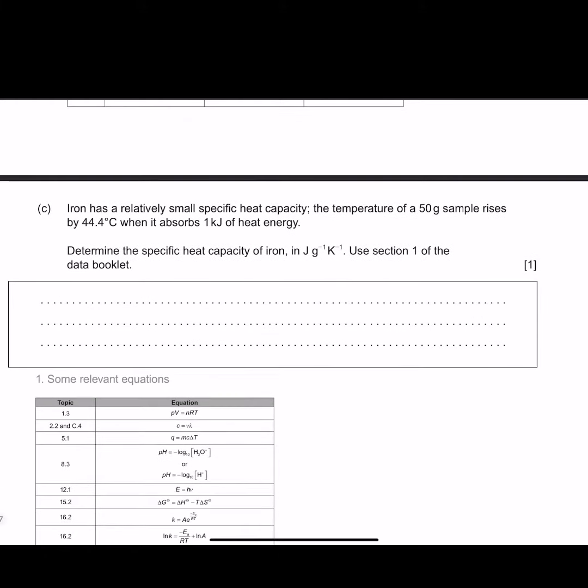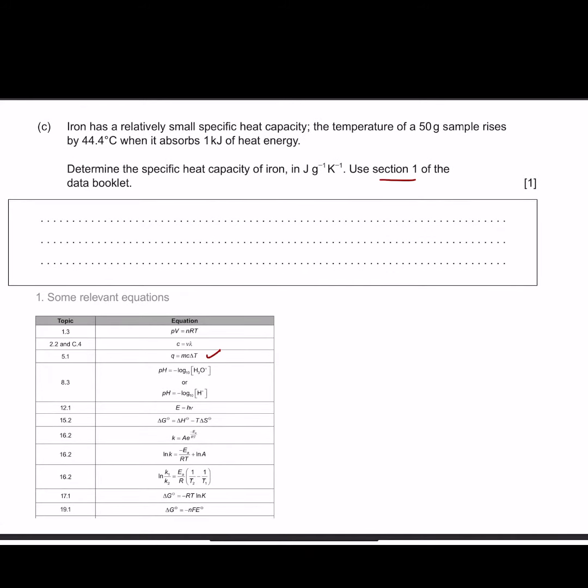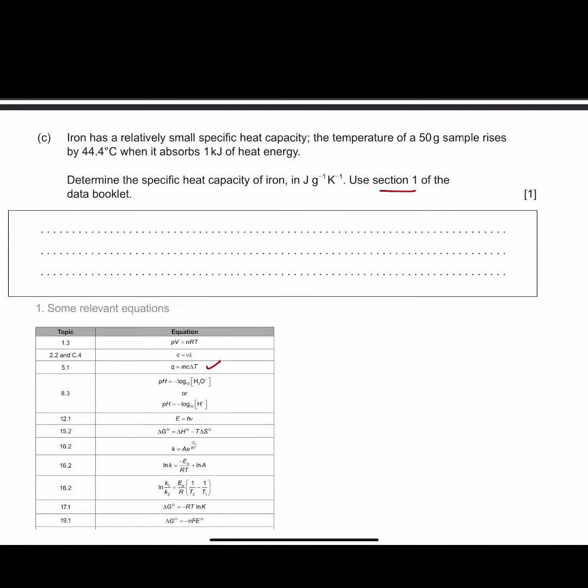Now moving on to part C. It says that iron has a relatively small specific heat capacity. The temperature of a 50 gram sample rises by 44 degrees Celsius when it absorbs 1 kilojoule of energy. Determine the specific heat capacity of iron, and we have to use section 1. What we need in section 1 is this formula, basically Q equals MC delta T. So we just have to directly apply this formula and get the value. Now check the units: joule, gram inverse, Kelvin inverse.